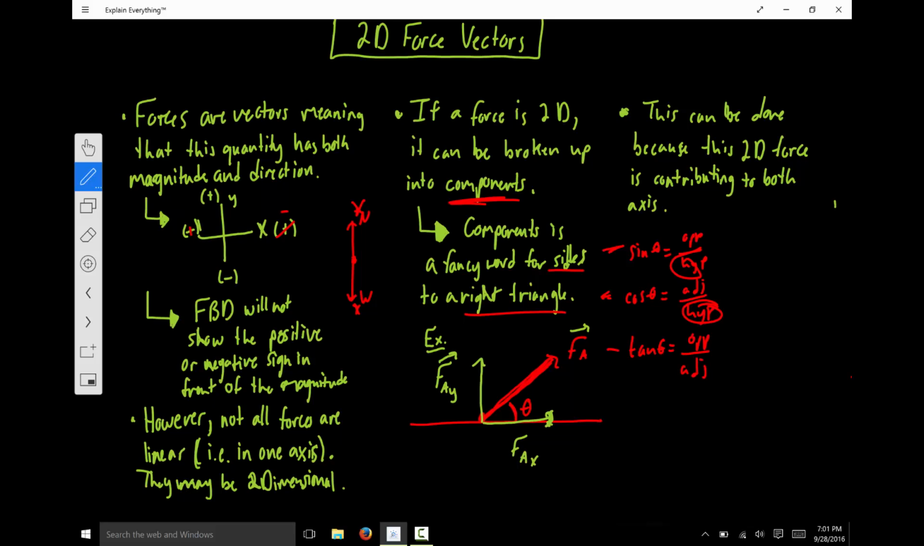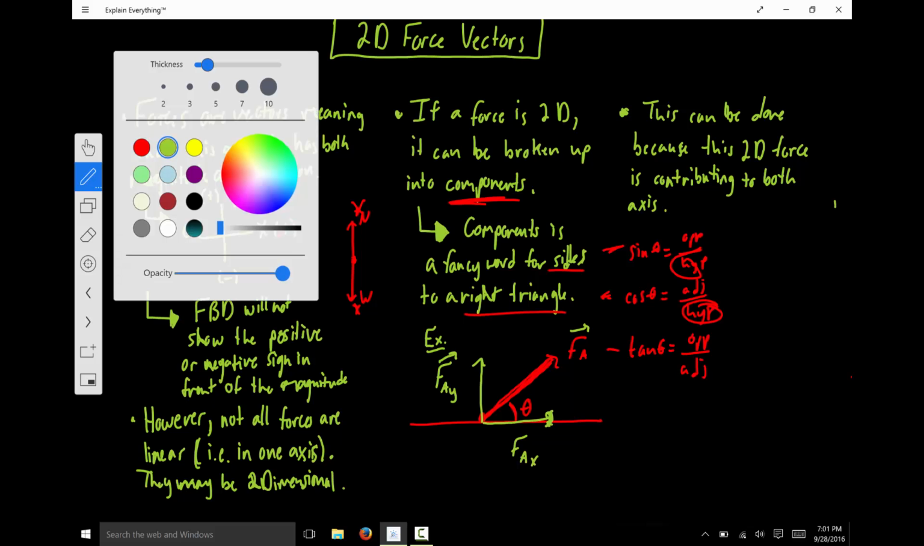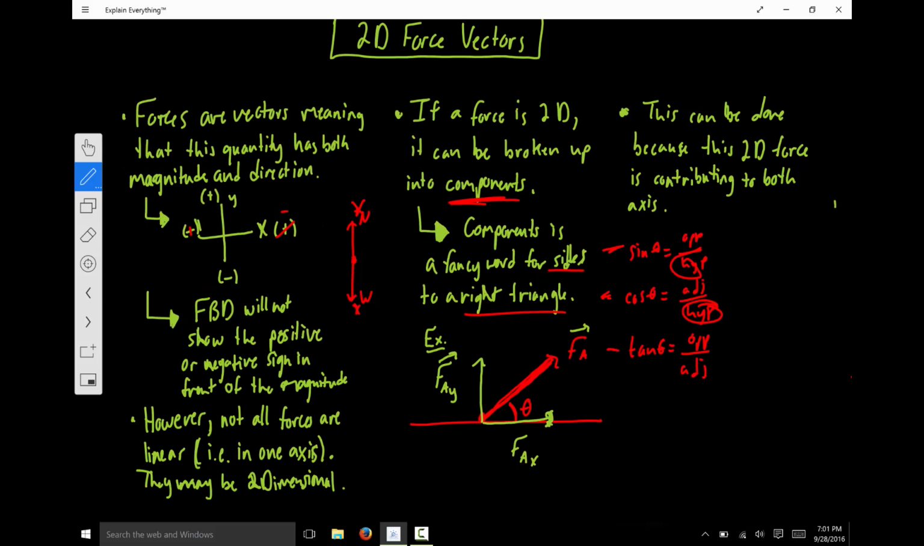So in this case, to find, let's say, F sub A x, so F_ax, that's going to equal, you always do this, you always multiply the hypotenuse. In this case, that's just F_a. And we're going to multiply it by, since this is the adjacent side, adjacent to the angle, we're going to use cosine, because that's the one that includes adjacent. Okay, so we're going to multiply it by cosine of whatever theta is. Obviously, we don't have a number yet, but we will whenever we have a problem.